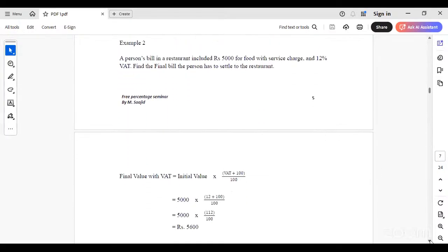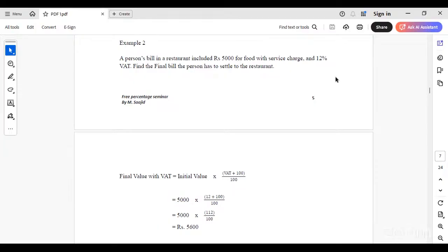Second example says, a person's bill in a restaurant included 5,000 for food with service charge, and 12% VAT. Now this example is related to VAT. Find the final bill the person has to settle to the restaurant. It's simple. You go to a restaurant, you have a bill of 5,000, and they say this 5,000 is for the food plus service charge, and also they say in the bill that a 12% VAT is being added into this price.